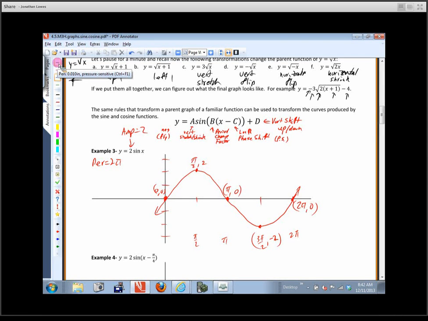Okay, eyes up here. You don't need to do this unless you want to. I'm going to graph the original one on here so I can kind of see what happened. It normally starts at 0 and goes up to 1, back down to 0, down to -1, and like this. So this is what the original graph looks like.